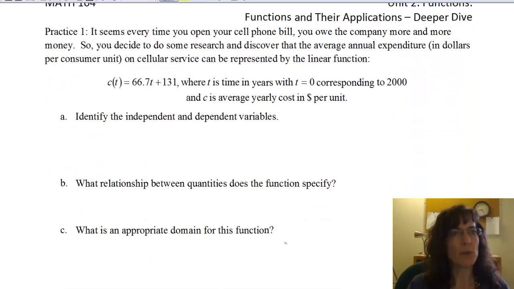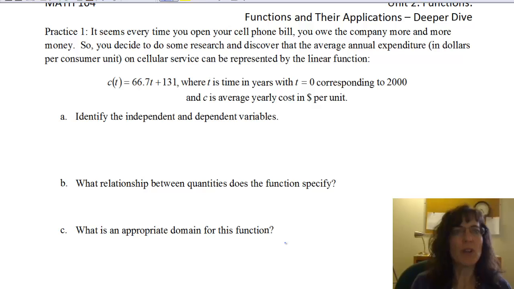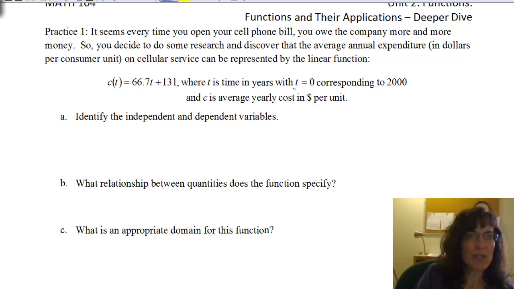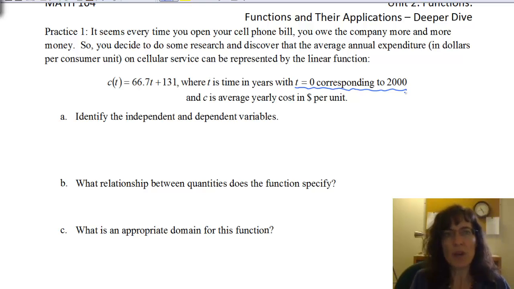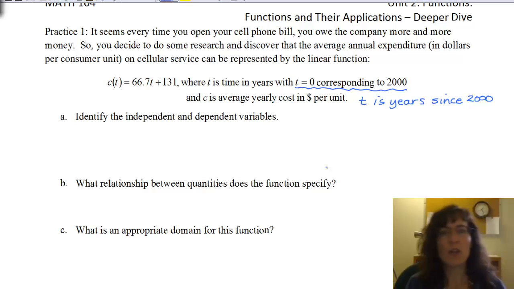At another problem. The same thing, looking at a function, and this is our cell phone bill. And this one's a little different because it says t equals 0 corresponds to 2000. And you might also see it as t is years since 2000. You might also see that.